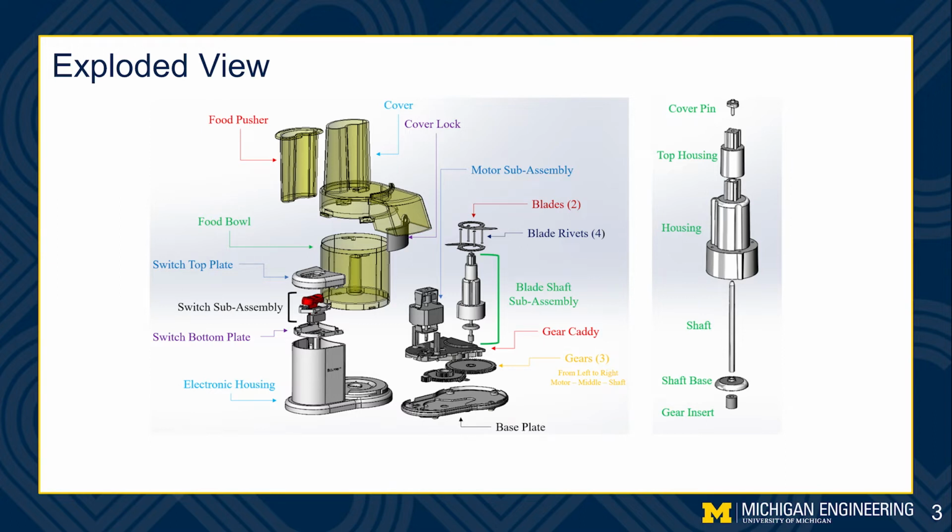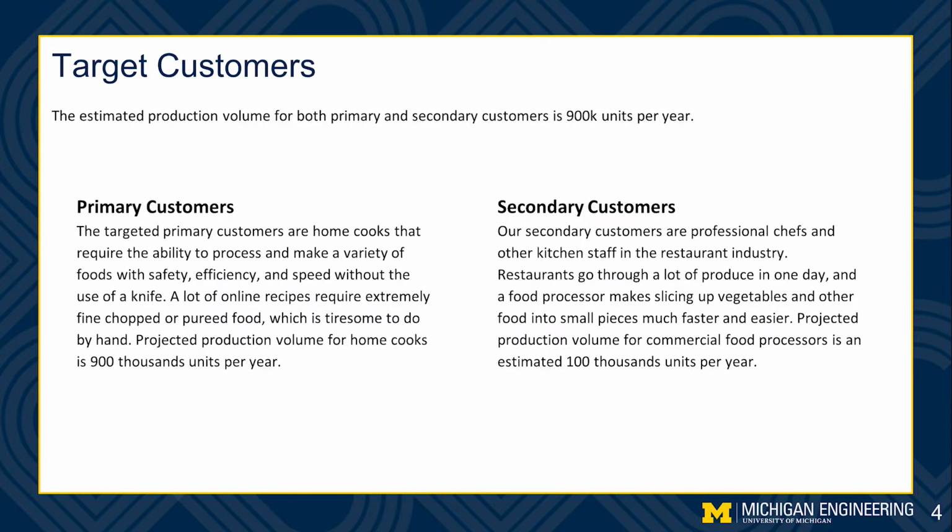Here is an exploded view of the entire food processor with a close-up on the blade shaft subassembly on the right. The estimated production volume for both primary and secondary customers is 900k units per year, where the primary customers are home cooks and secondary customers are professional chefs and other kitchen staff in the restaurant industry.